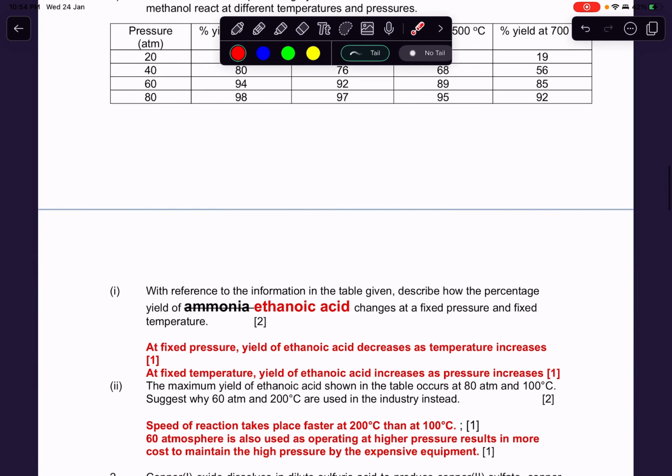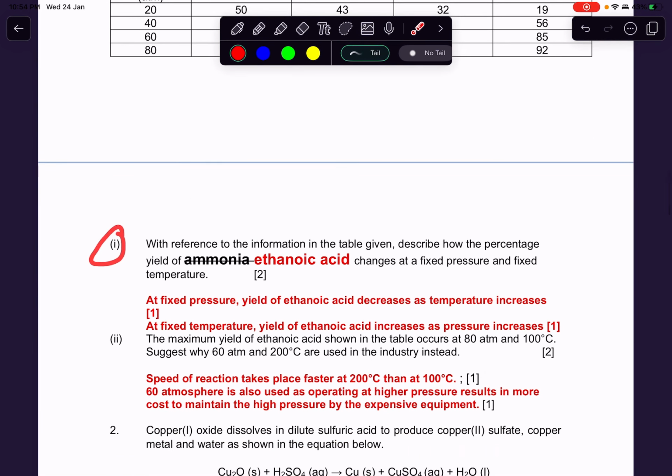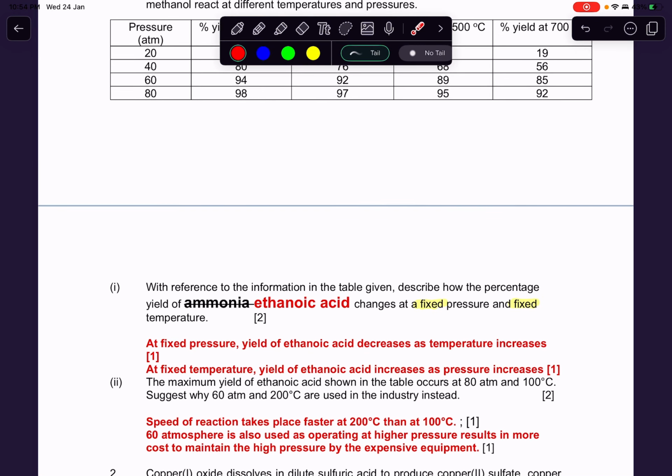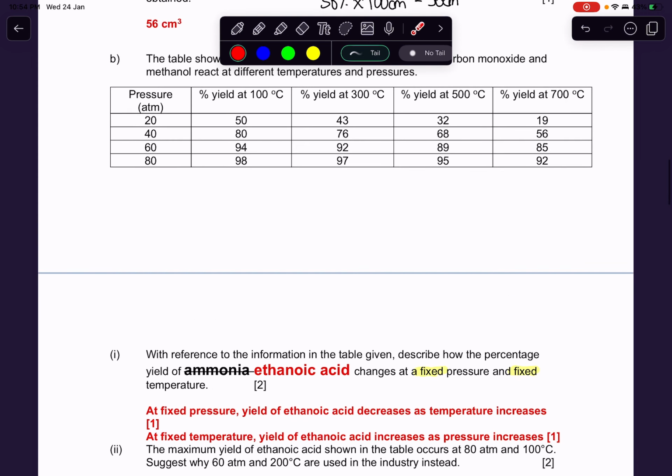So question part 1, they ask, with reference to information in the table, describe how percentage yield of ethanoic acid changes at a fixed pressure and fixed temperature. Keyword here, fixed temperature and fixed pressure. Which means that if you did not mention fixed pressure and fixed temperature in your answer, you are already wrong, because there is no exact trend unless you are fixing one of pressure or temperature. You have to fix them to observe an accurate trend.